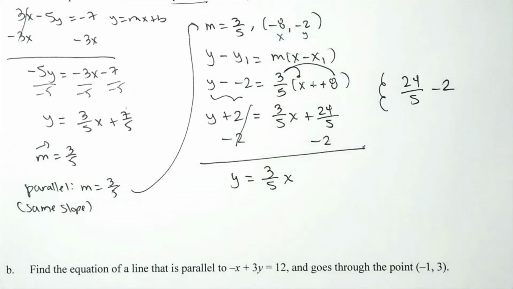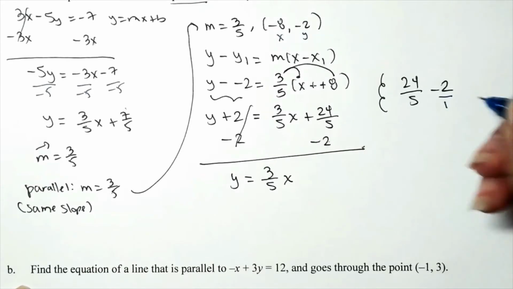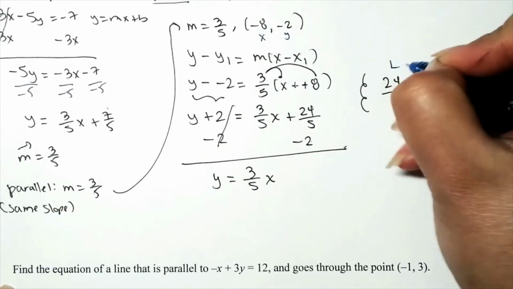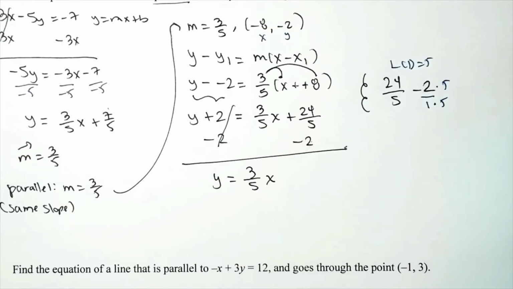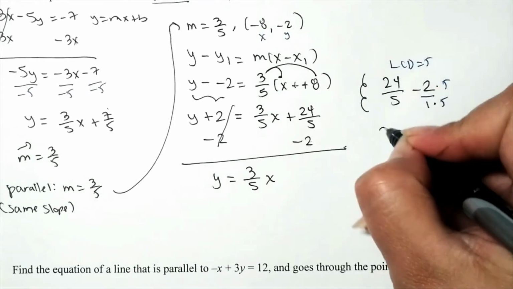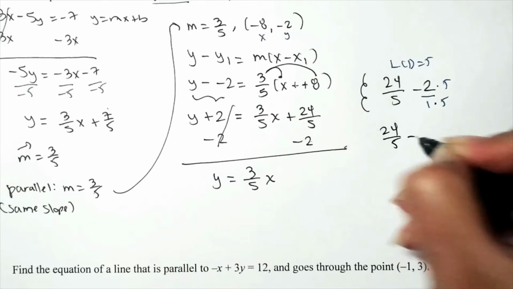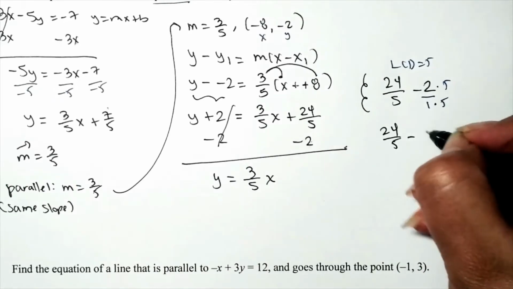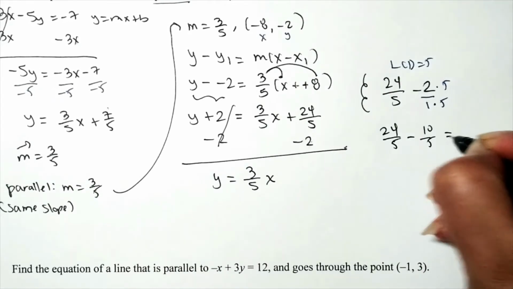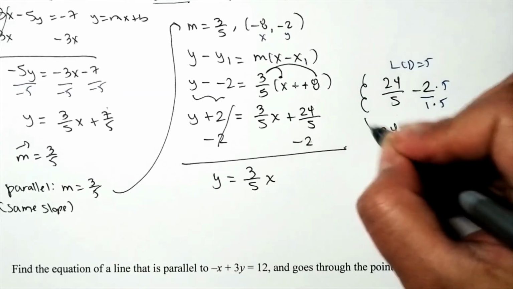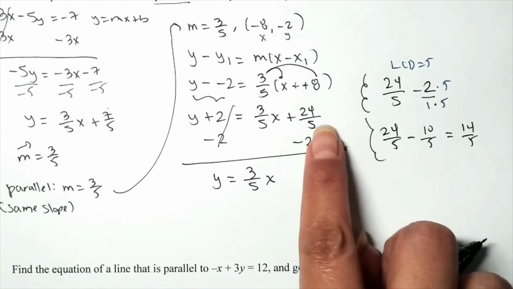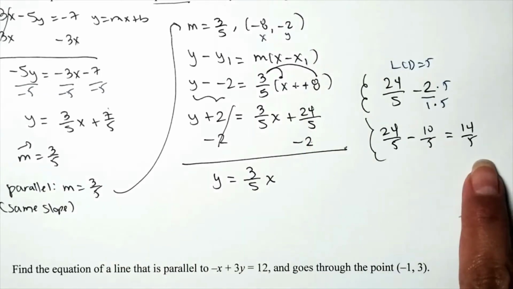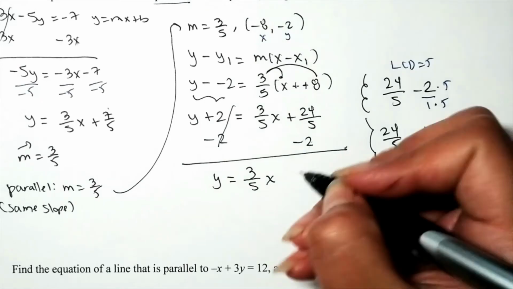24/5 minus 2. Let's write these as equivalent fractions. The least common denominator is 5. So we're going to multiply the second number top and bottom by 5, and that will leave us with 24/5 minus 2 is the same as 10/5. And then that will give us 14/5. So it doesn't take that long to do it by hand, and if you don't want to do it by hand, then punch it in. Okay, so 24/5 minus 2, thanks to our hard work, gives us 14/5.